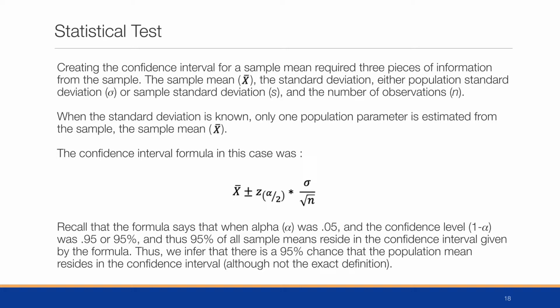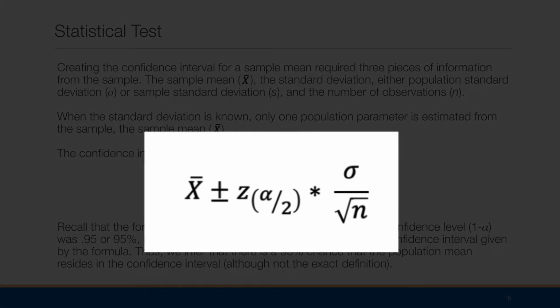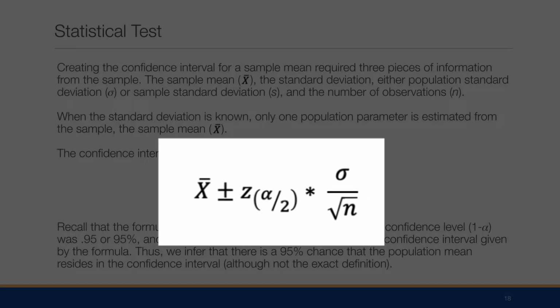When the standard deviation is known, only one population parameter is estimated from the sample, and that is mu, from the sample mean. The confidence interval in that case was then x bar plus or minus some z score, or z multiple, times sigma, which is the population standard deviation, over the square root of n.